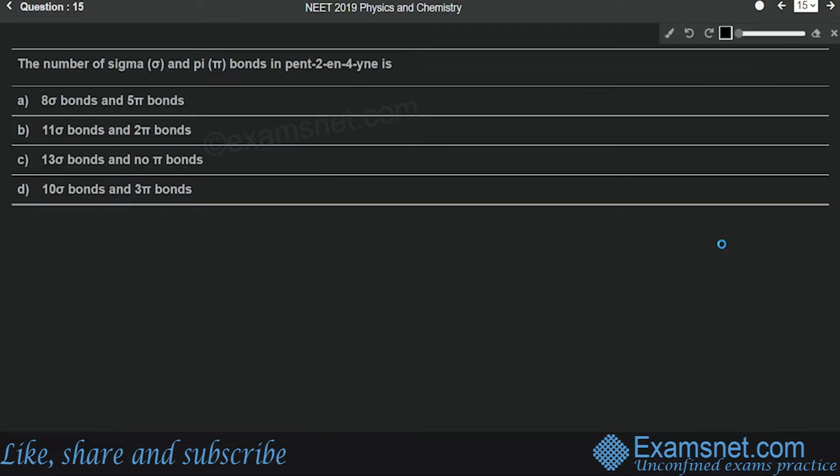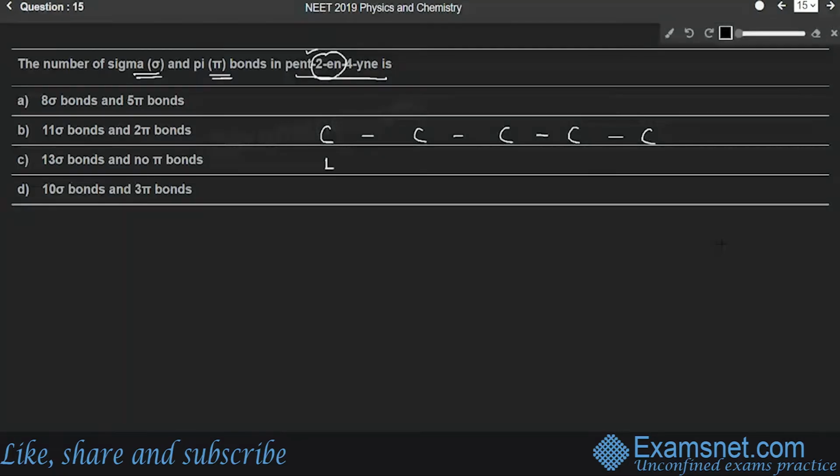Now this question is again from chemical bonding and molecular structure, and the question is: the number of sigma and pi bonds in pent-2-ene-4-yne is. Okay, so let's draw the structure of pent-2-ene-4-yne. Pent means 5 carbons, so 1, 2, 3, 4 and 5. Okay, 2-ene means we have a double bond at the second carbon.